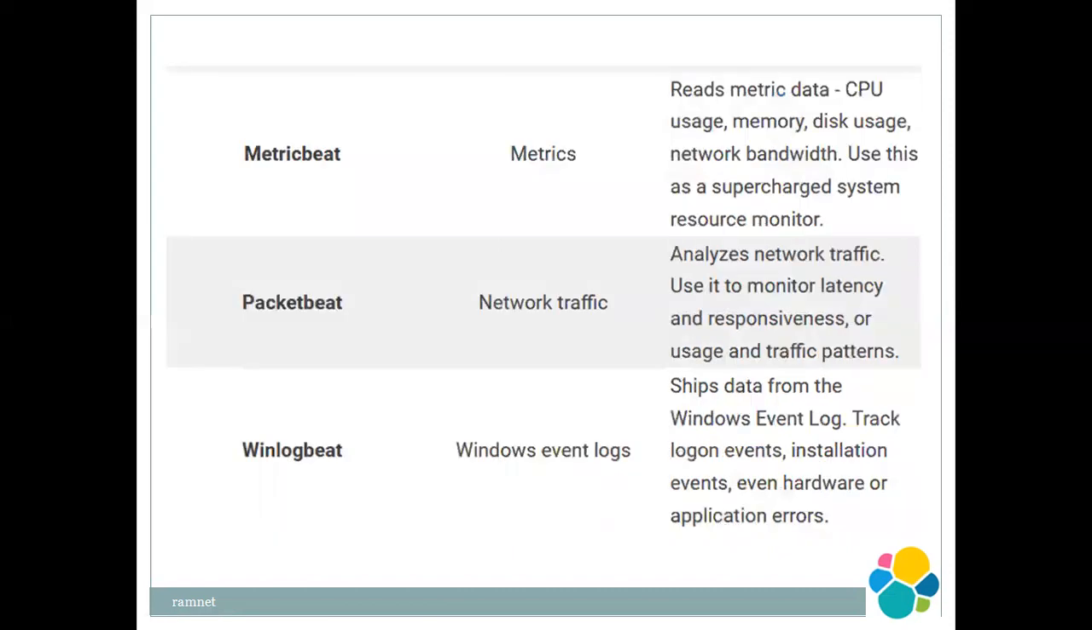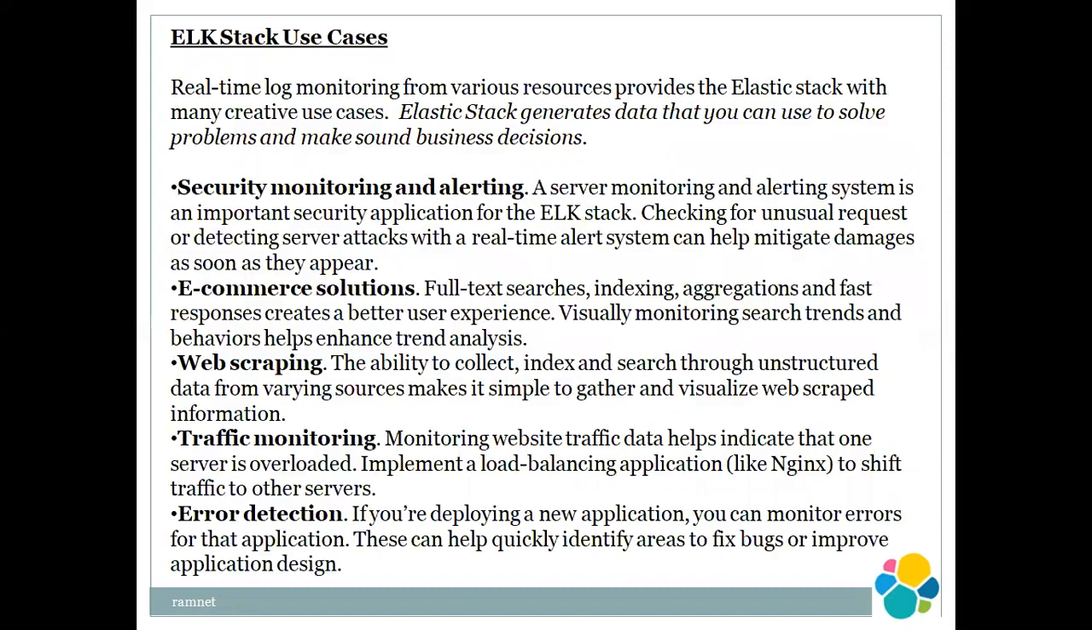Metricbeat. This is metric data: CPU usage, memory, disk usage, and network bandwidth. Next, Packetbeat, network traffic completely. Analyzing the network traffic, use it to monitor latency and responsiveness. Winlogbeat. This is for Windows event logs. We were talking only about Linux, now we are talking about Windows also.